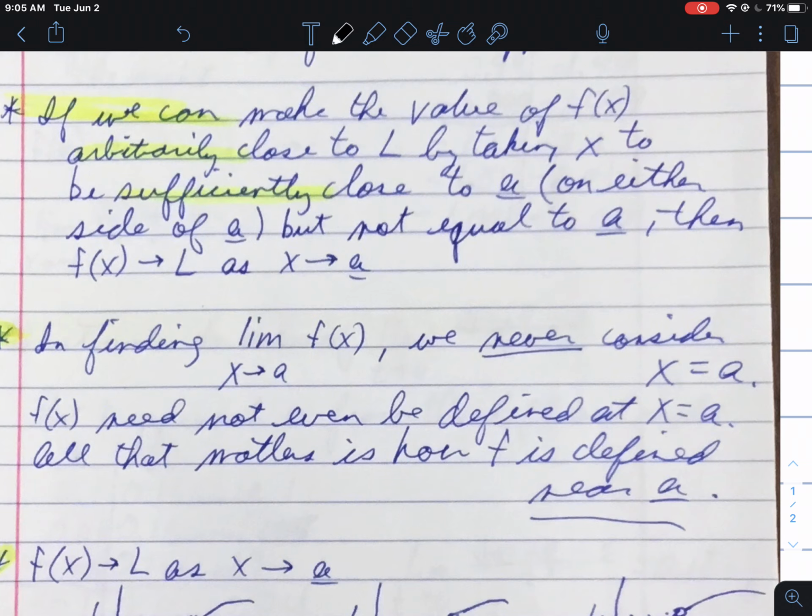That's the use of this term arbitrarily close to L, right? So we want to make the values of f of x, our y values, arbitrarily close to whatever that limit number happens to be by taking x to be sufficiently close to a. So how close do we have to be? It has to be sufficiently close enough to where we can tell you what that limit is. And it doesn't matter if I plug in numbers that are closer to a from this point forward, it's not going to change the observation about that limit value.